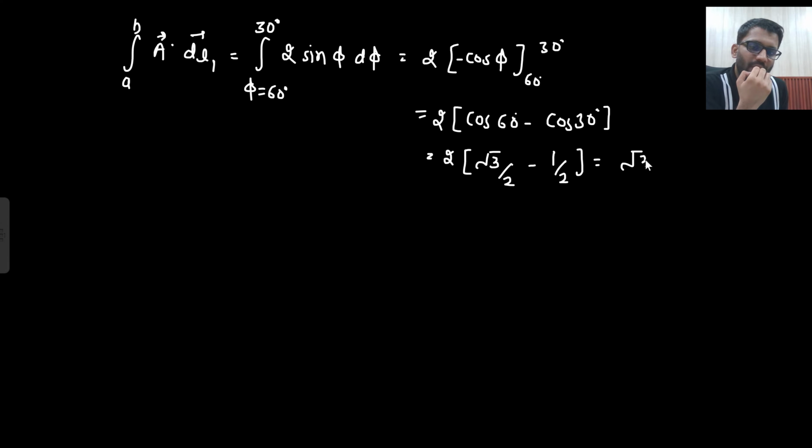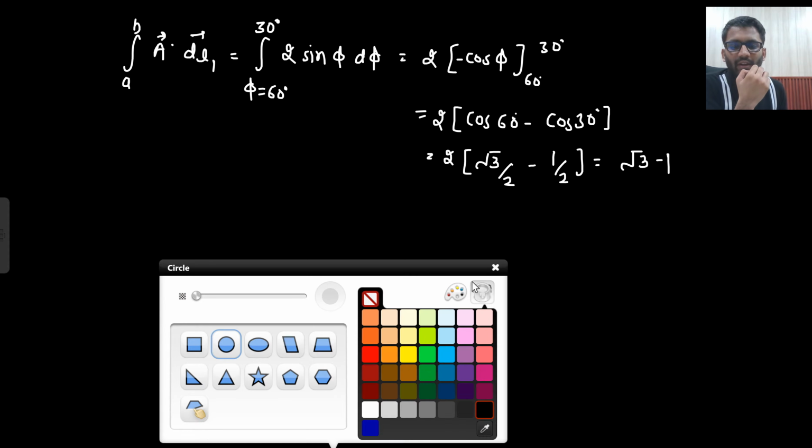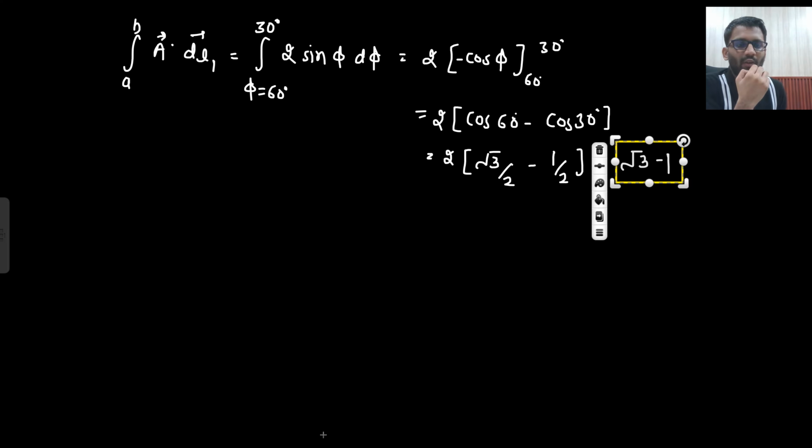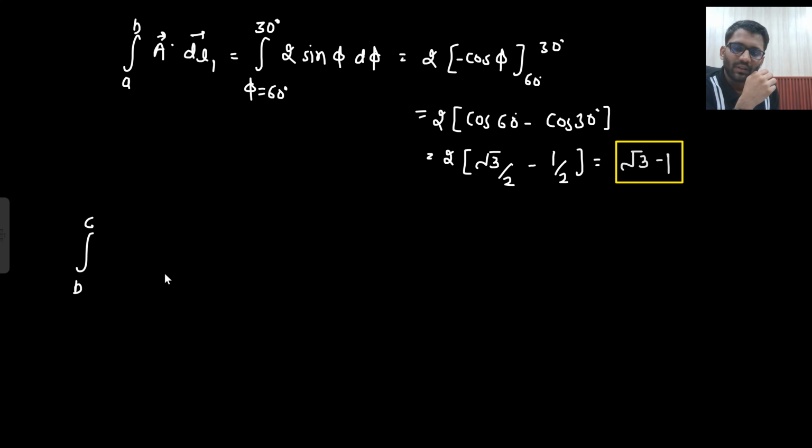What you are going to get? Root 3 minus 1. Not the complete answer, but one of the answers that you require. So from A to B you have gone. Now you will go from B to C.